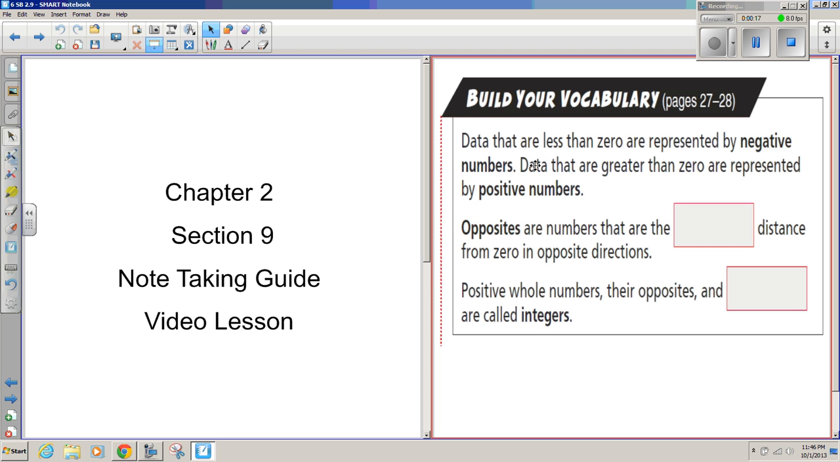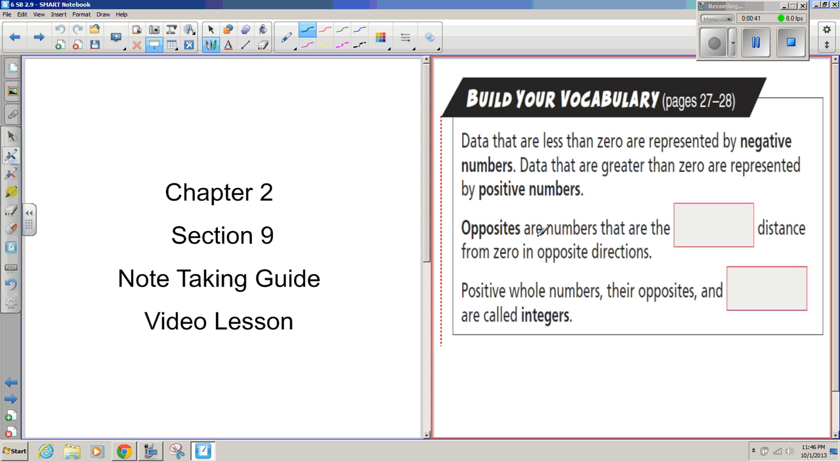Data that are less than 0 are represented by negative numbers. That means like you owe me money, or 5 feet below the surface of the water, or things like that, or you missed 5 problems. That's a negative number. Data that are greater than 0 are represented by positive numbers.